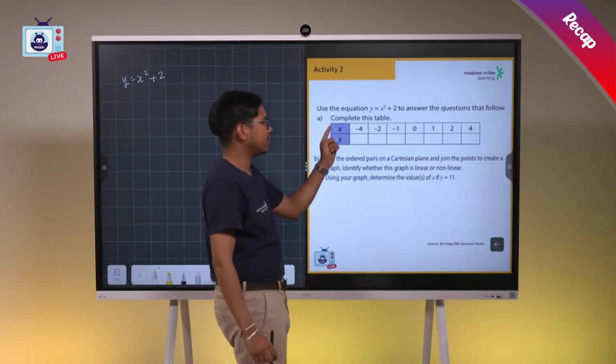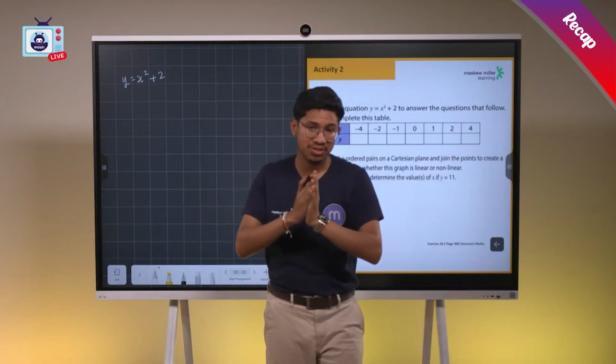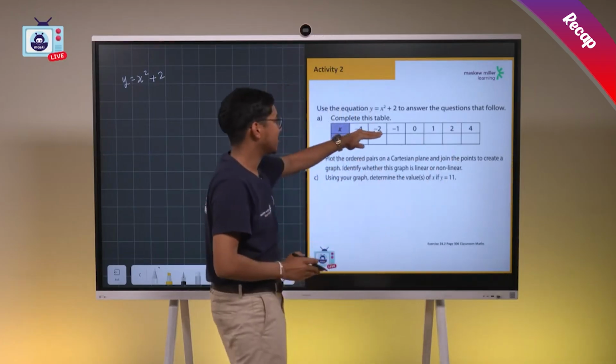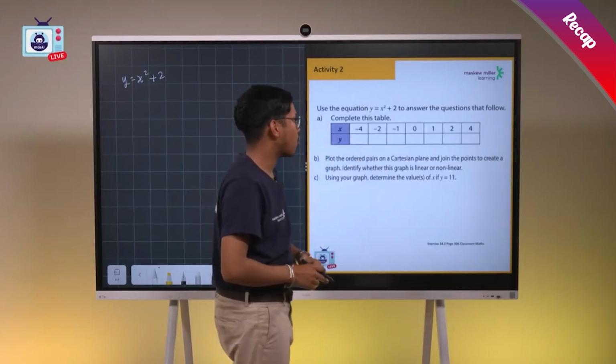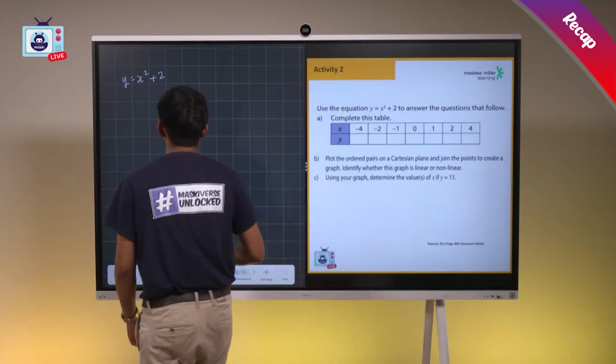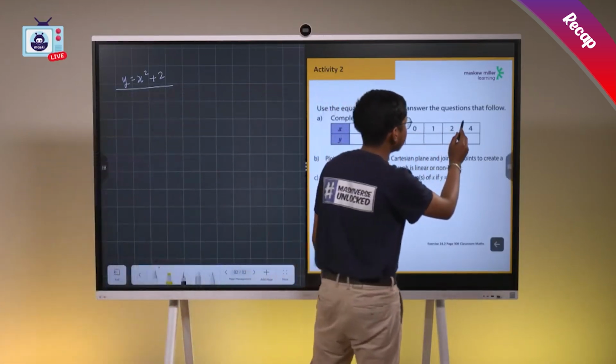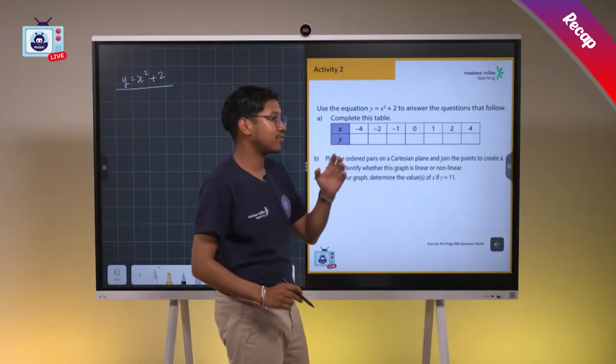So again, we are given x values, or input values, and our responsibility is to substitute these input values into the equation to see what our corresponding output values will be. Okay, so how many input values are there? There are 1, 2, 3, 4, 5, 6, 7. Right, so we're going to have 7 different calculations.